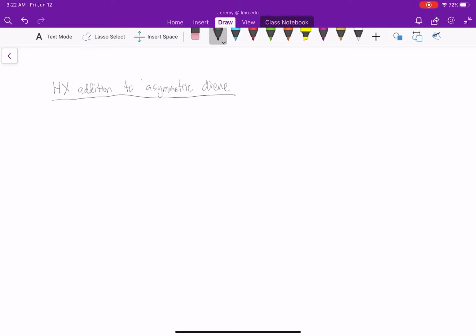Okay, so next I want to talk about the HX addition reaction to a conjugated system, but I want to look at HX addition when we have an asymmetric diene. In our first example, we started with 1,3-butadiene. We see that this molecule is symmetric, so we know that there are two products that we can form here, and that we can control which product is the major product based on temperature.